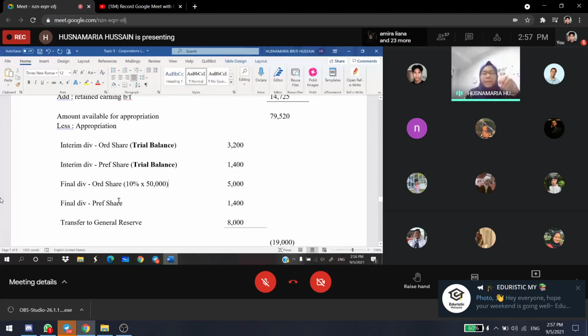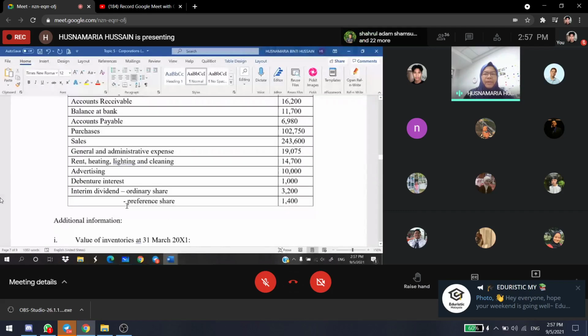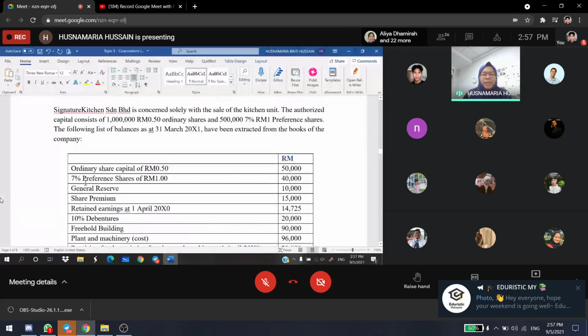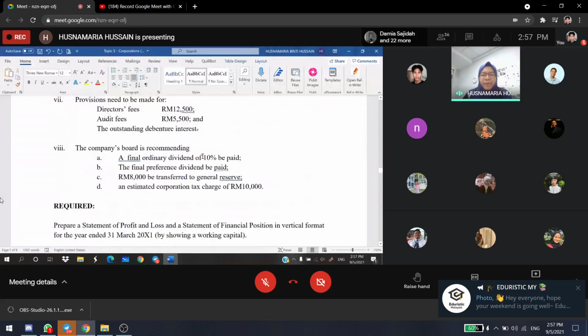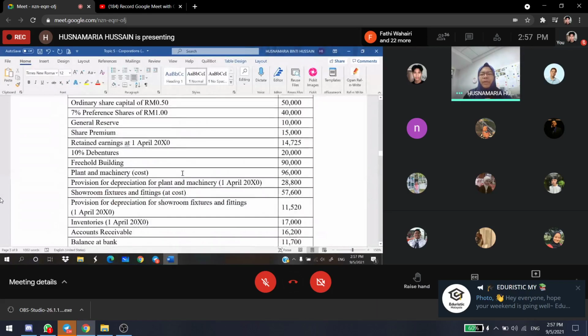Remember again, last class I did mention that preference share has a limit. So what is the limit? The limit is the 7% just now. Because it has mentioned this 7%. Under additional information, the company's board is recommending a percentage for ordinary, but not for preference. So meaning we are going to use that 7%. 7% from which amount? From the issued amount as well.